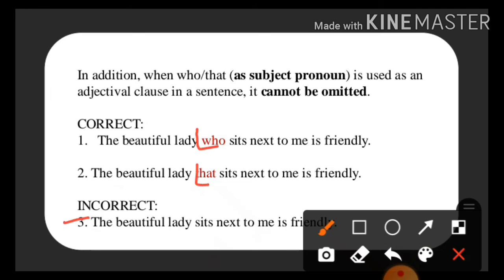The beautiful lady sits next to me is friendly. Nanti dia jadinya bukan lagi sebagai adjectival clause, tapi nanti justru menjadi verbnya, sits next to me. Maka dari itu, kalau memang mau menggunakan adjective clause sebagai subject pronoun dengan menggunakan who, that, atau when itu, maka jangan dihapuskan who, that, atau when-nya, karena nanti jadinya bukan lagi sebagai adjective clause, tapi justru nanti akan berubah menjadi verb. Seperti itu. I hope you can understand it.